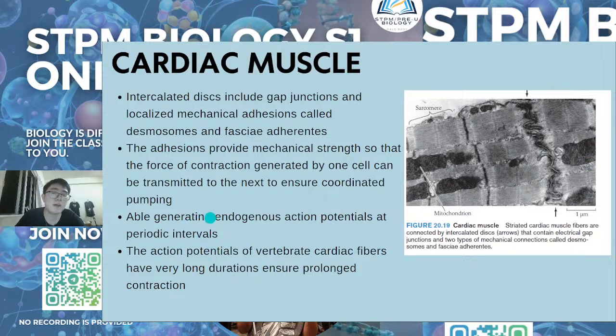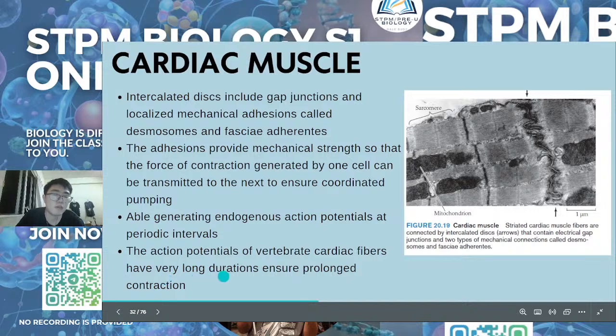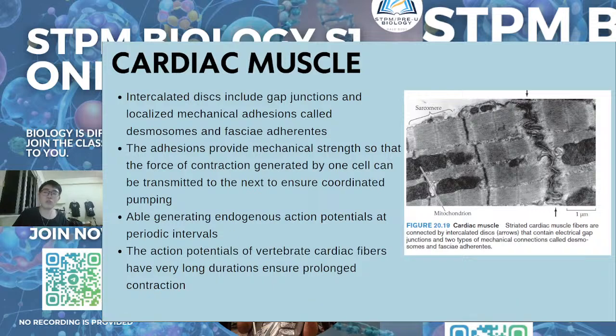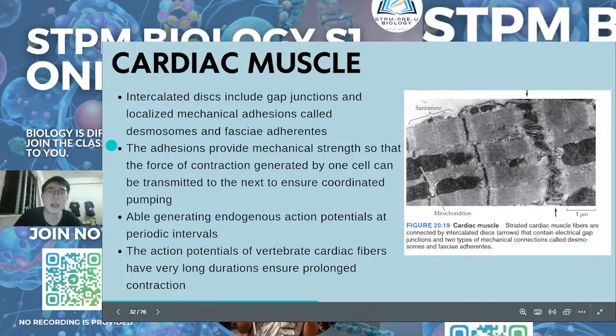And then it is able to generate endogenous action potentials at periodic intervals. And the action potential of the ventricular cardiac fiber has a very long duration, ensuring prolonged contraction. So this is the main role, to ensure the contraction of the muscle, especially because it is very important, because it is located in the heart.